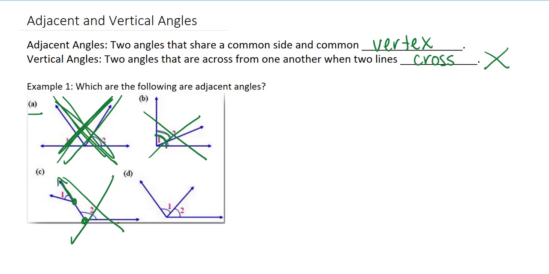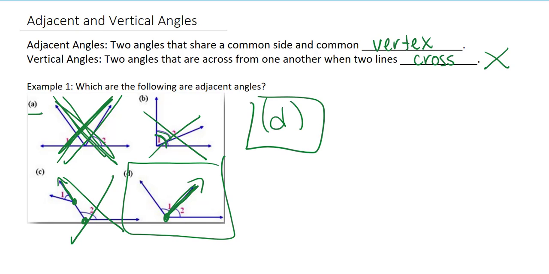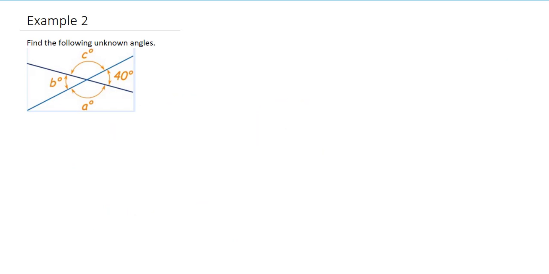And then by all the reasoning above, it must be D, right? D must be adjacent angles. The reason is that angle 1 and angle 2 are right next to each other. They share this common side and they have a common vertex. So this is adjacent. D is our answer.